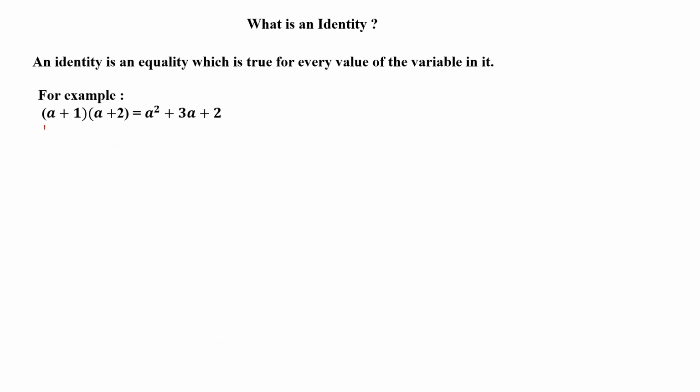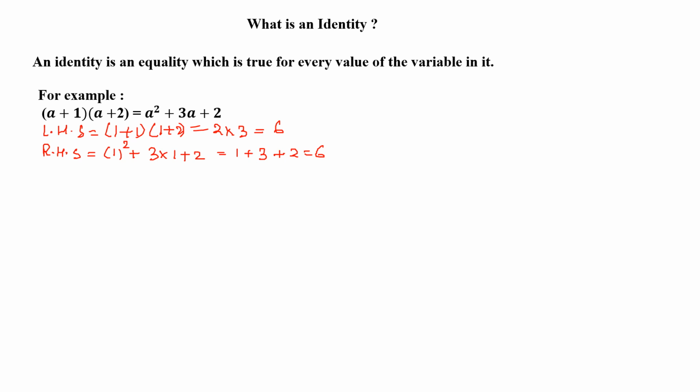So if I put the value of a as 1, my LHS will become (1 plus 1) into (1 plus 2). Now 1 plus 1 is 2 and 1 plus 2 is 3. So 2 into 3 will give me 6. Now if I put the value of a as 1 in my RHS, RHS is a square, means 1 square plus 3 into 1 plus 2. Now 1 square is 1, plus 3 into 1 is 3, plus 2. And if I add, 1 plus 3 is 4, 4 plus 2 is 6.